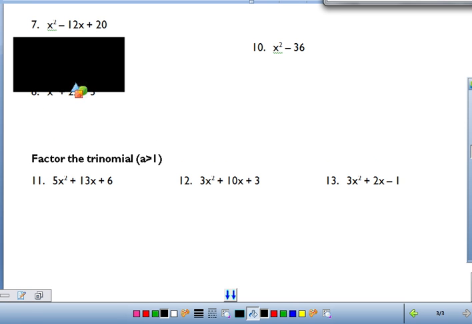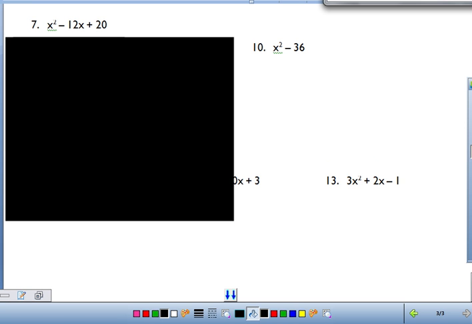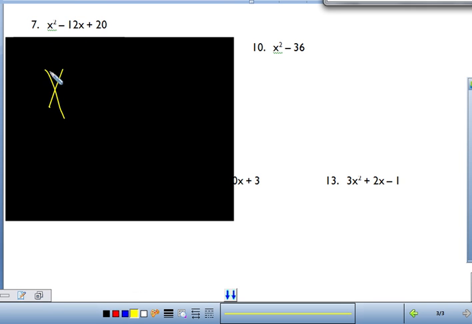Do number 7 here real quick. These are done in the same manner, just using the x. First and last term is a 20. Middle term in the bottom. And factors of 20, they can make a 12. And I see that I can get those with a 2 and a 10.